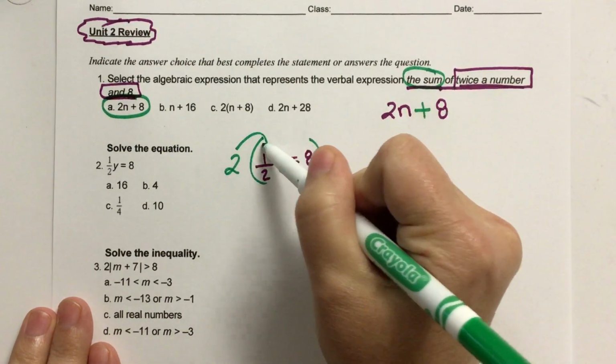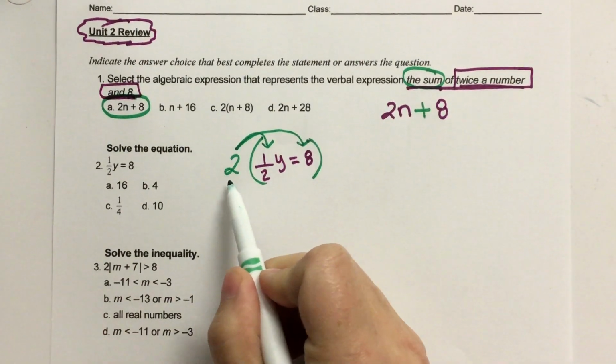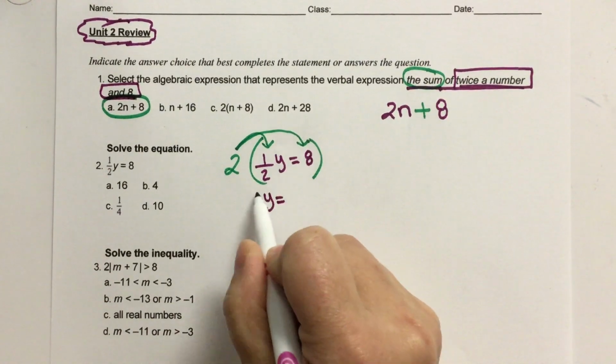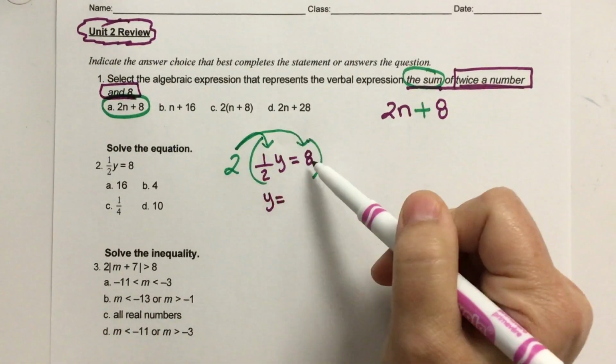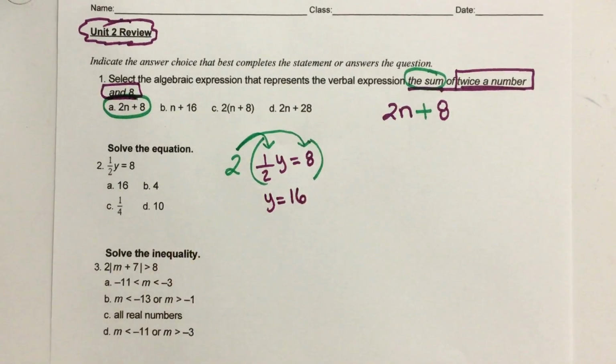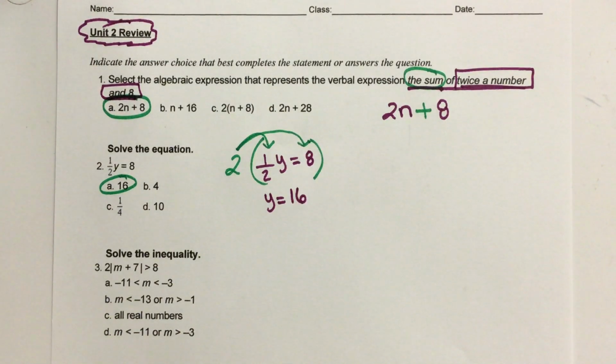So I'm going to take 2 times 1/2 y and 2 times 8. Well, if you take 2 times 1/2, that's 1. So all you're left with is 1y. And if you take 2 times 8, you get 16. So your answer is answer choice A. Okay, next one.